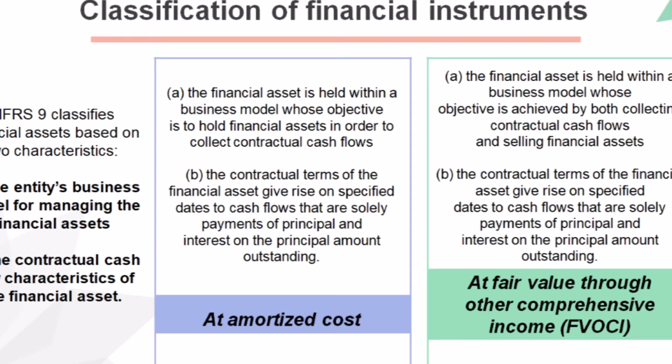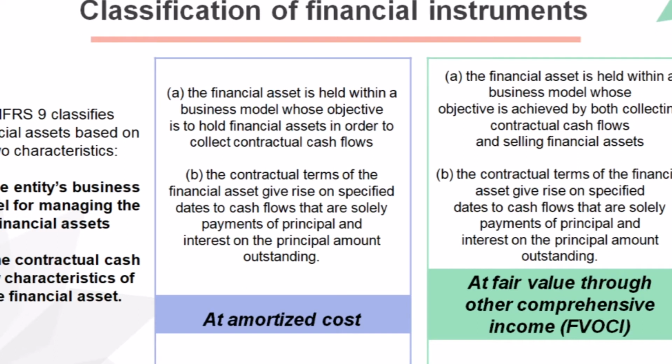Okay, a financial asset shall be measured at amortized cost if both of the following conditions are met. The first condition is the financial asset is held within a business model whose objective is to hold the financial asset in order to collect contractual cash flows. The second condition is the contractual terms of the financial asset give rise on specified dates to cash flows that are solely payments of principal and interest on the principal amount outstanding.